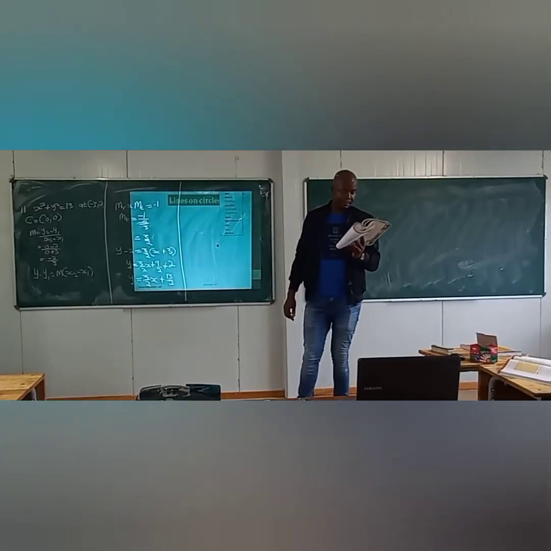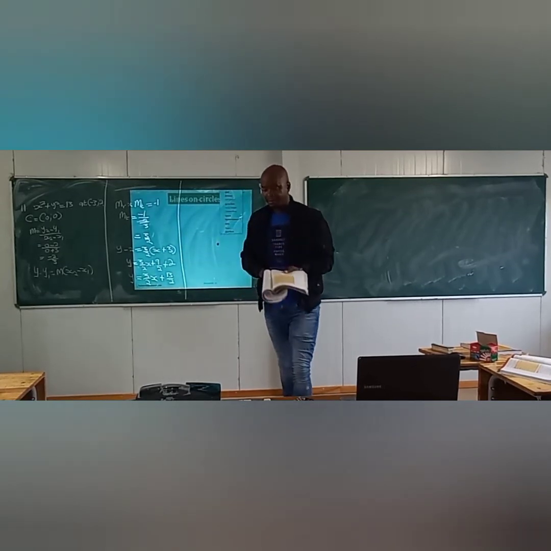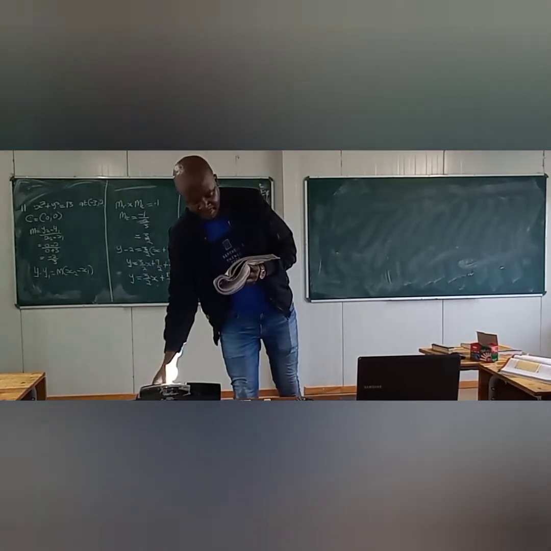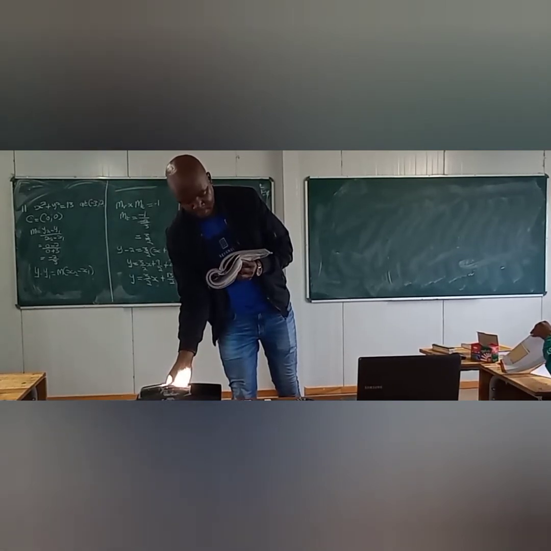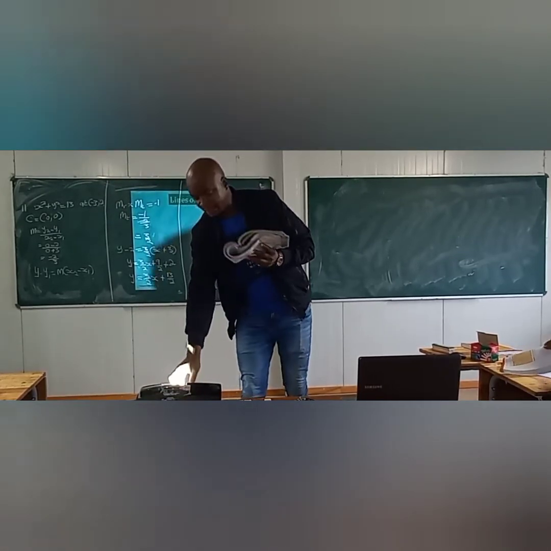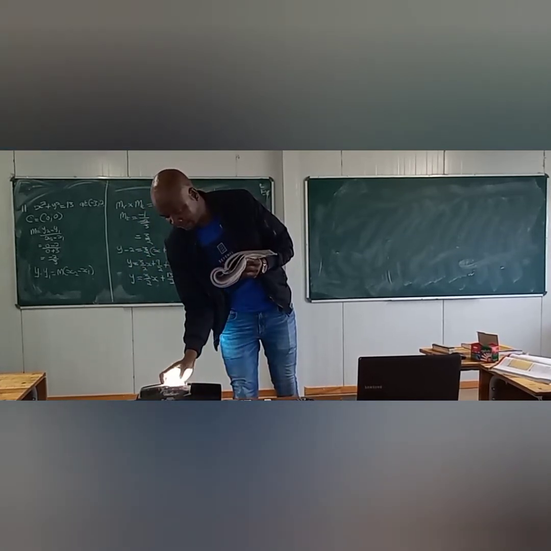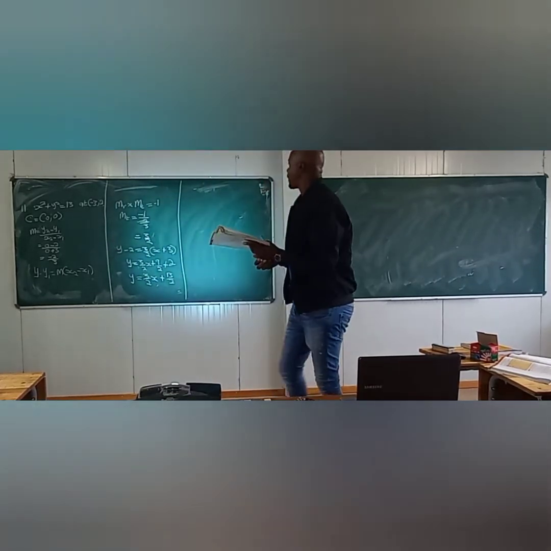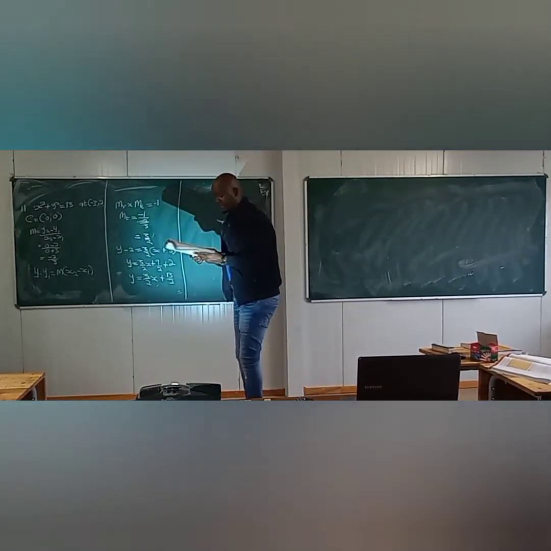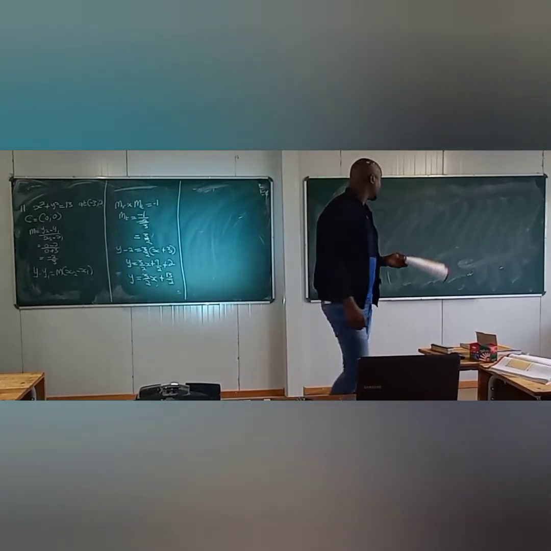Exercise 2 again, 1.1. Find the equation of the tangent and the normal to each circle at the given point on the circle. Right, so here we are asked to find the equation of the tangent again, and also the normal again.